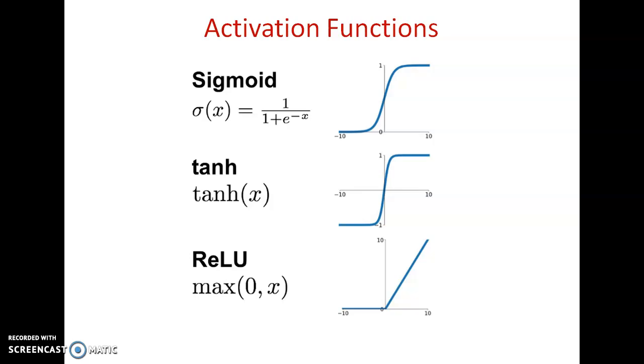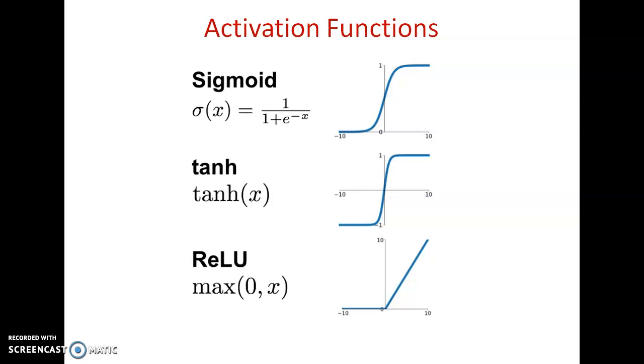The main thing about the activation function is that it is nonlinear, which makes the neural network nonlinear. It causes the decision boundary to be curved instead of straight lines. The most common activation functions are the logistic sigmoid, the TANH, and the ReLU, that is, the rectified linear unit.